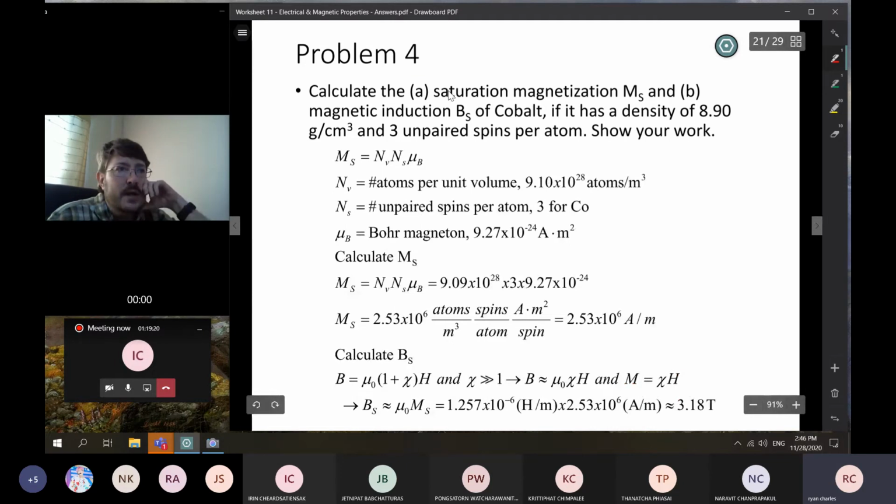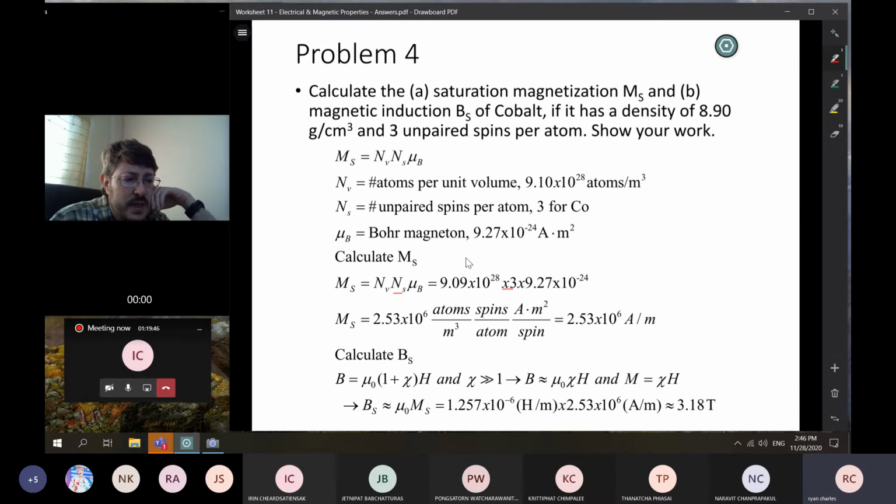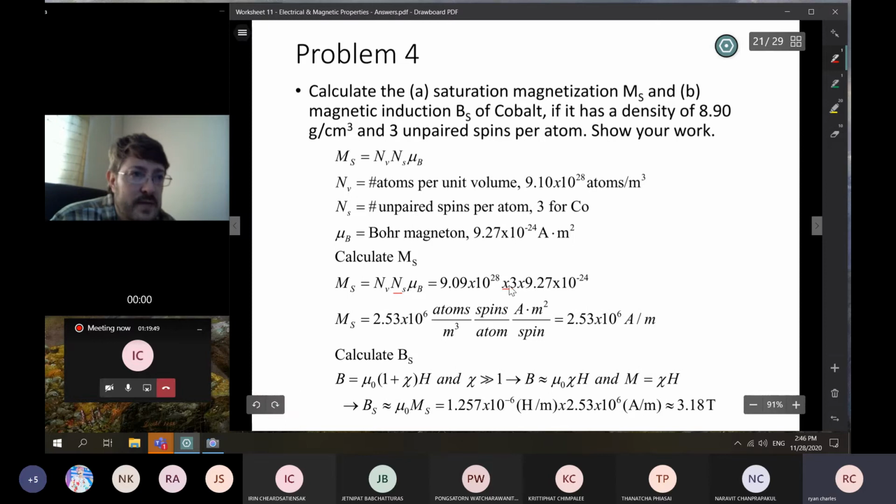So calculate the saturation magnetization now. All right, we calculated N sub V. We dump in the numbers. All right, 9.09 times 10 to the 28th atoms per meter cubed times 3, which a whole bunch of people forgot to multiply by 3. I don't know why. Or some of you multiplied by 0.6. Again, I don't know why. But you can't forget that. Times the Bohr magneton, which is 10 to the minus 24. All right. You get here 2.53 times 10 to the 6th amps per meter.